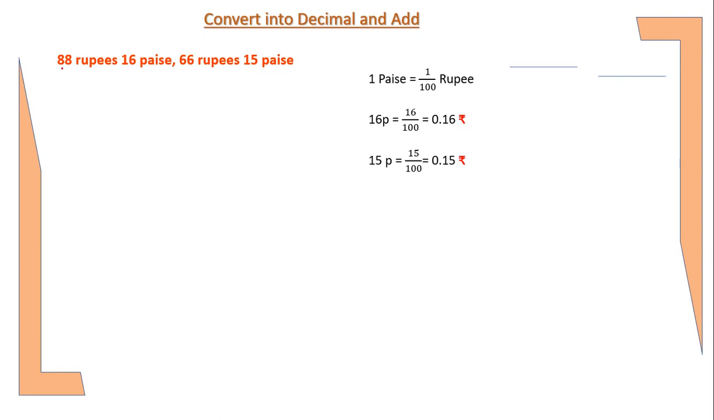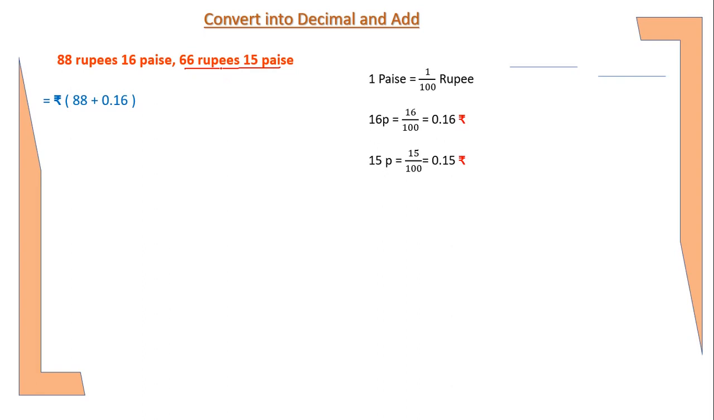Now I will write all the units of money in rupees. First 88 rupees is there. I wrote 88 as it is. After converting this 16 paise, it became as a 0.16, so I wrote plus 0.16.